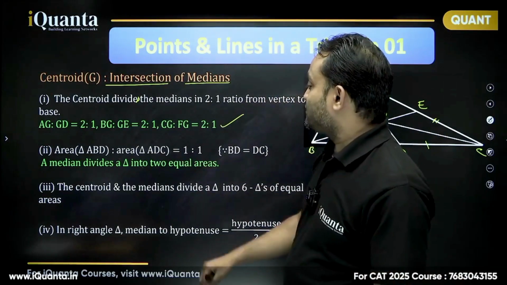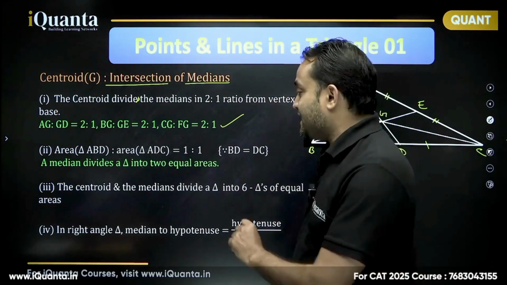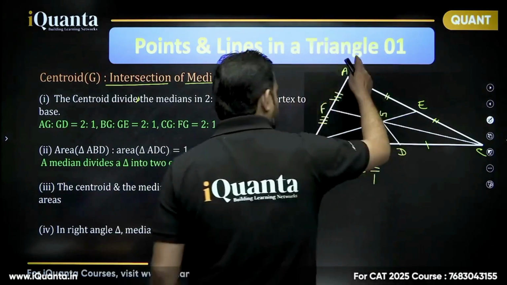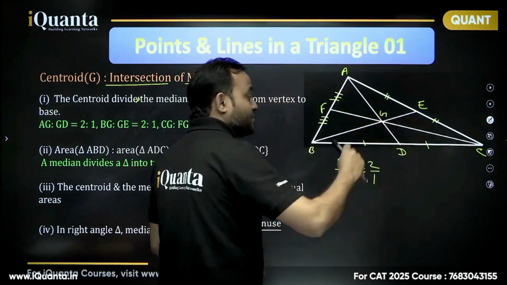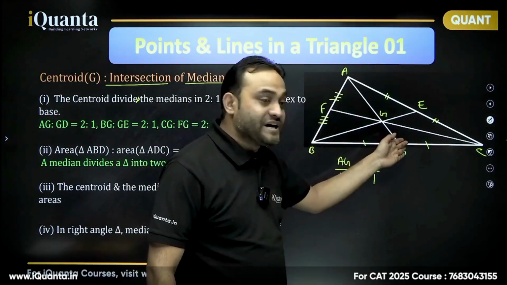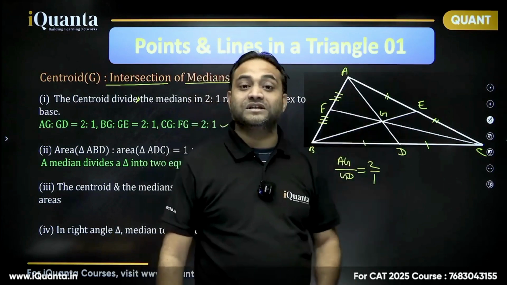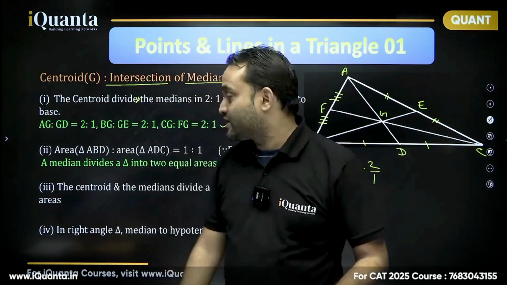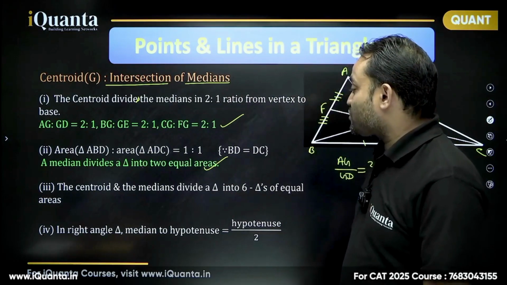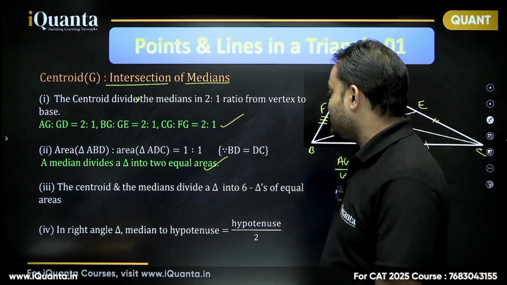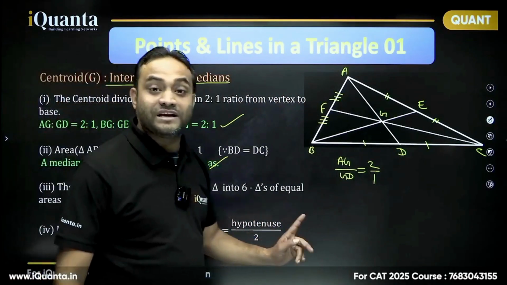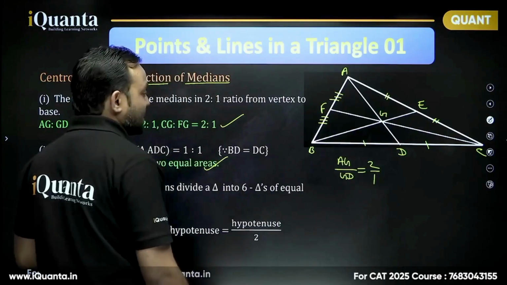Then the second point, which says area of triangle ABD is to area of triangle ADC is 1:1. ABD, ADC. Because bases are equal, BD is equal to DC, this median divides this triangle ABC into two equal areas. Okay. Then comes the third point, which says the centroid and the medians divide a triangle into 6 triangles of equal areas. Now you can see 6 triangles here.